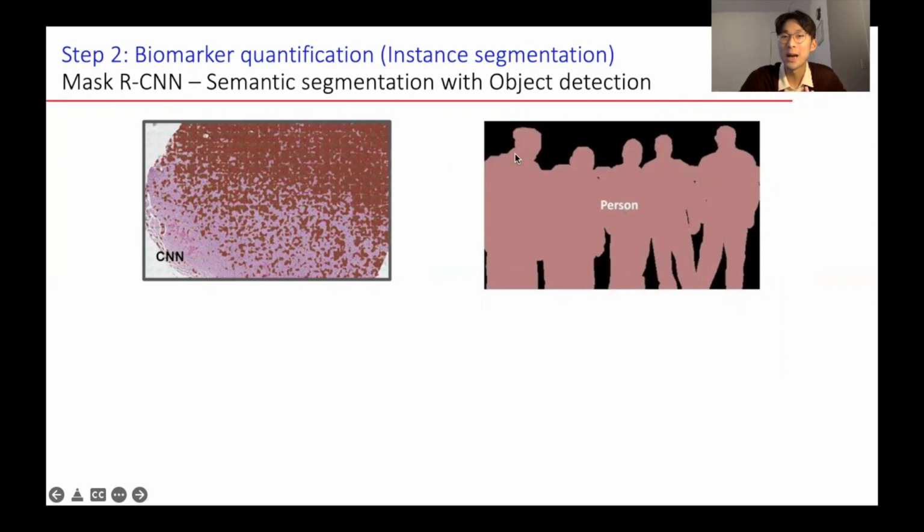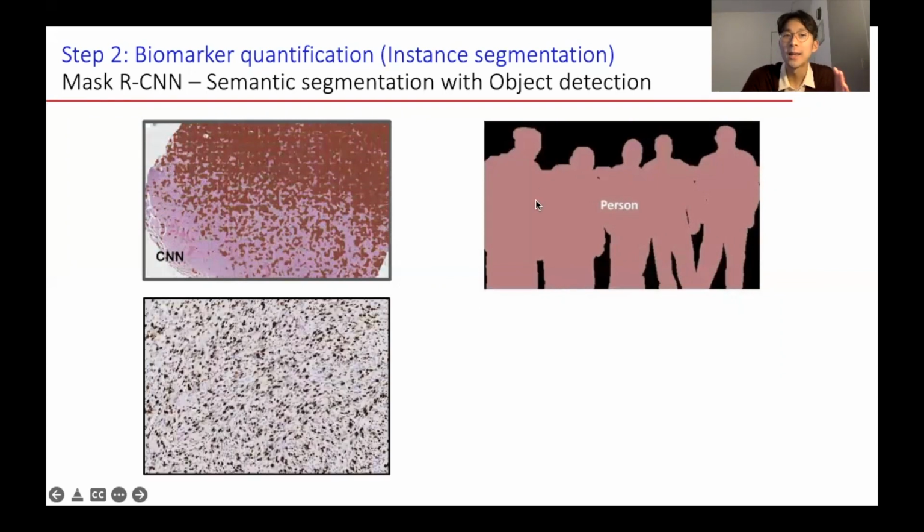But using semantic segmentation, it would classify this thing as a whole and say that it's one person, or one group of people, basically. But how can we ensure that we label each one of these people as a unique individual? And that's where mask RCNN comes in.